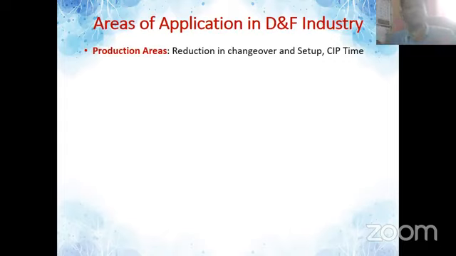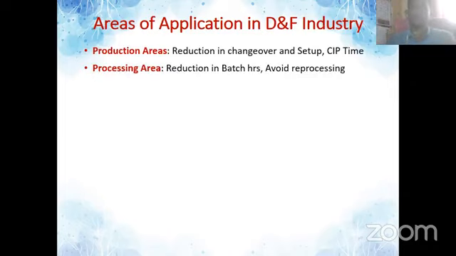It can be applied in a variety of departments. In the processing area, like reduction in batch hours and reprocessing. An example of reprocessing is in pasteurization: if the unpasteurized milk is diverted again to the balance tank, we have to reprocess the milk again. By installing the correct steam flow or water flow, or by monitoring the pasteurization temperature, we can avoid reprocessing of the milk. So lean manufacturing helps to reduce reprocessing and the number of batches.